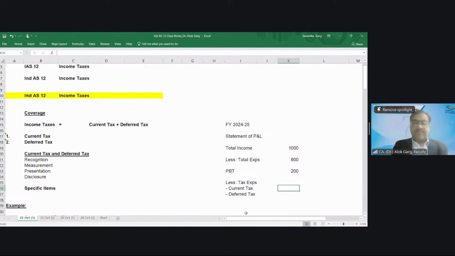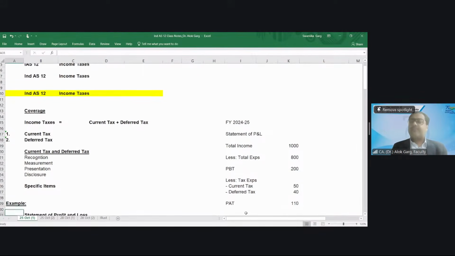And then when you deduct this, for example, your current tax is, let's say, I'm just taking a hypothetical example, 50 rupees, and your deferred tax is, let's say, 40 rupees. So what is my PAT? What is my profit after tax? My PAT is 200 minus 50 minus 40, right? 110 will become my PAT.